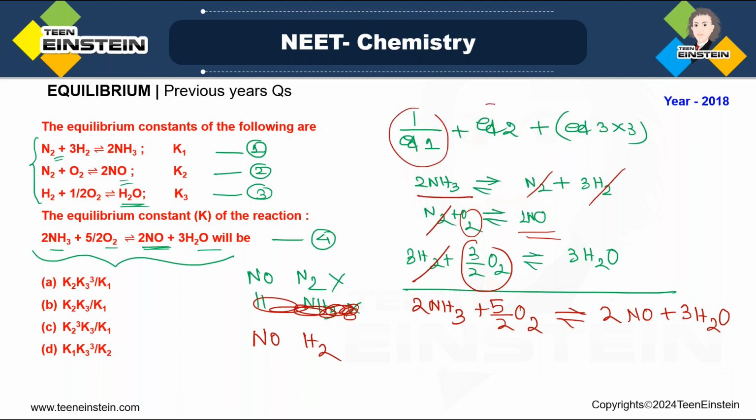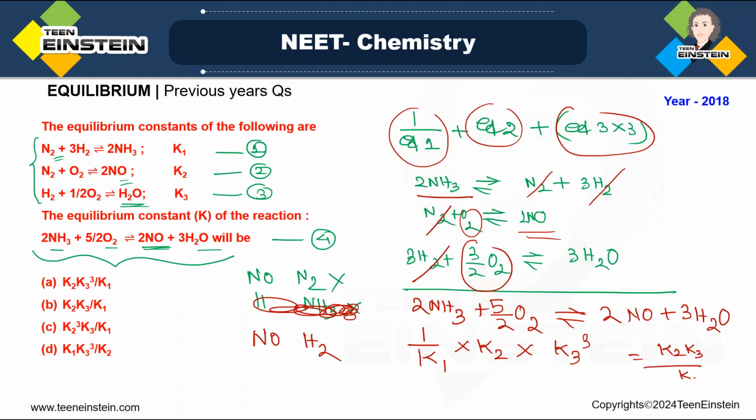But as you have done these processes, ultimately equation 1's K1 has to be reversed. So that means it is 1 by K1 multiplied by K2, because we have not changed the second equation. And the third equation, as we have multiplied it by 3, there will be a power. So K2 times K3 to the power 3 divided by K1. That should be our answer. So the first option is the correct option. We are ending the session here. Thank you for listening.